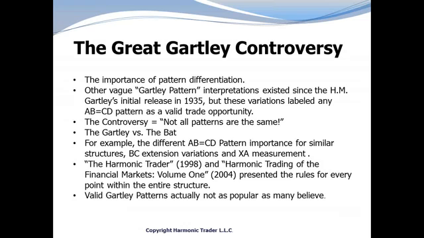Within the harmonic trading approach, the Gartley and the BAT are two similar M and W type patterns that possess different ratio alignments and specific strategies for turning patterns into profits. For example, the AB equals CD pattern importance, the BC extension variations, and the XA measurement techniques are different for both of these similar structures.